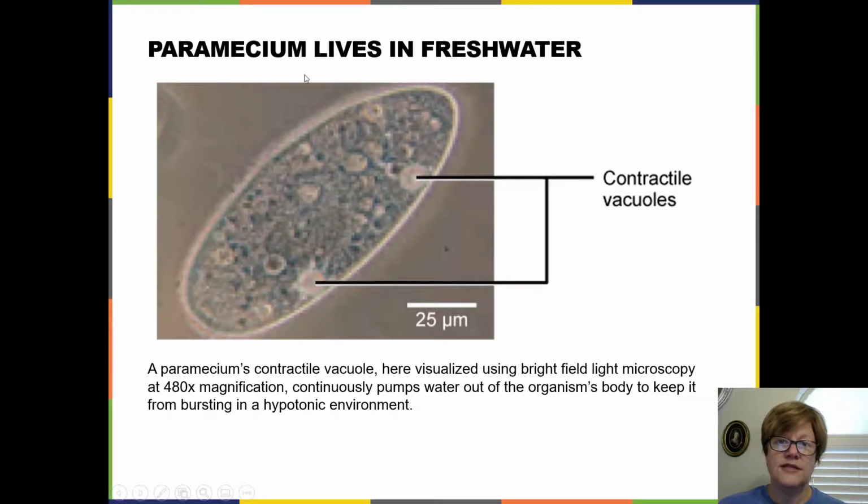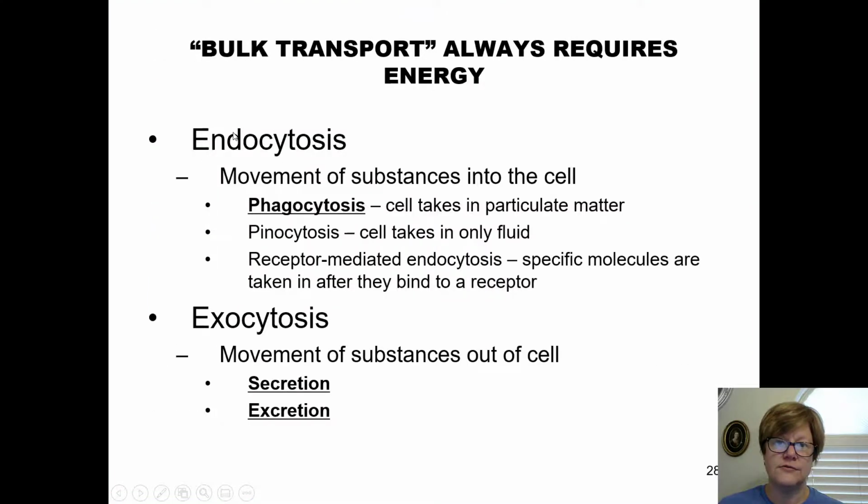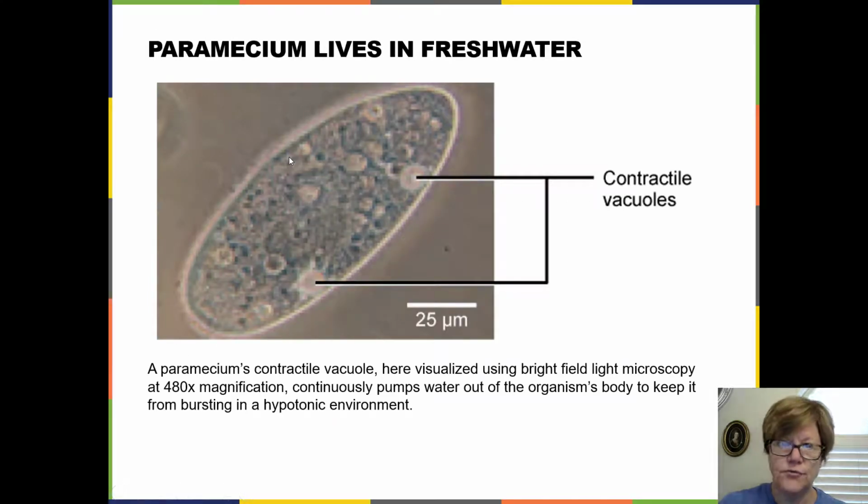Now, for organisms that live in fresh water, especially single-celled organisms that live in fresh water, it's a constant problem because if you think about it, if you live in fresh water, the water's going to flow into the cell constantly. And for something like a paramecium, even though it does have a more rigid structure on the cell, it has to have a way of getting rid of all that water.